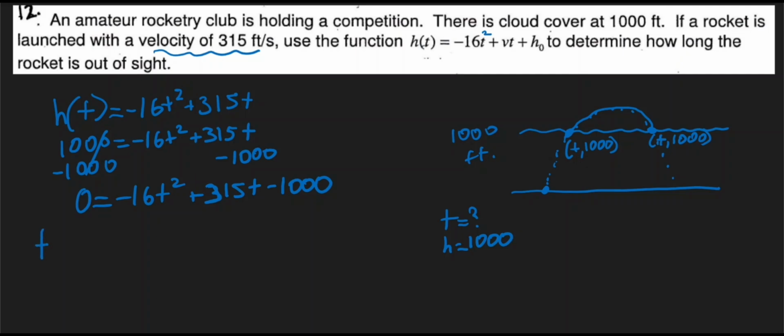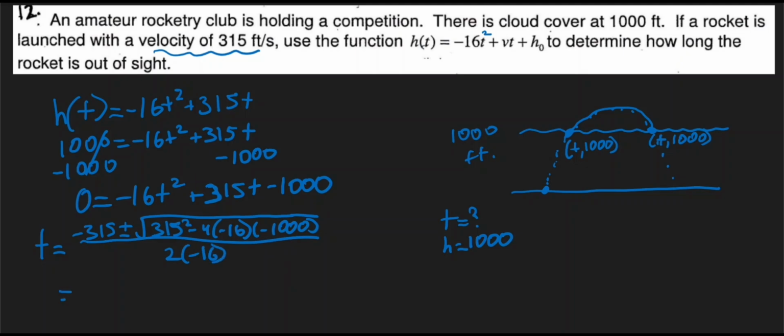So t would be negative b, which is negative 315, plus or minus the square root of b squared minus 4ac. So that's 315 squared minus 4 times negative 16 times negative 1000. And the entire quantity divided by twice a, where a is negative 16. All right, and that gives us negative 315 plus or minus the square root of, let's check what 315 squared is. So 315 squared gives us 99,225.